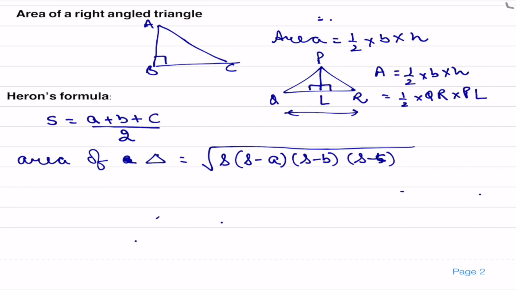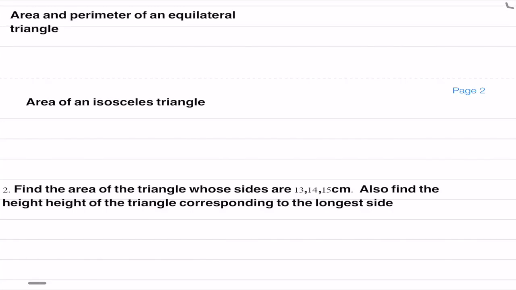After Heron's formula we have other formulas also. So the next formula is area and perimeter of an equilateral triangle. The perimeter of an equilateral triangle is 3s, where s means the side of the triangle, and the area of an equilateral triangle is root 3 by 4 a square. a square or s square. a means the side of the triangle.